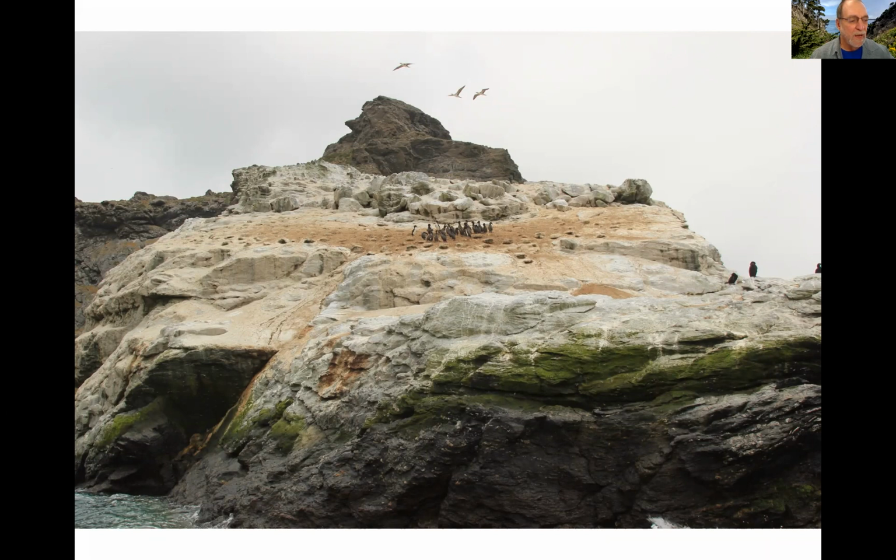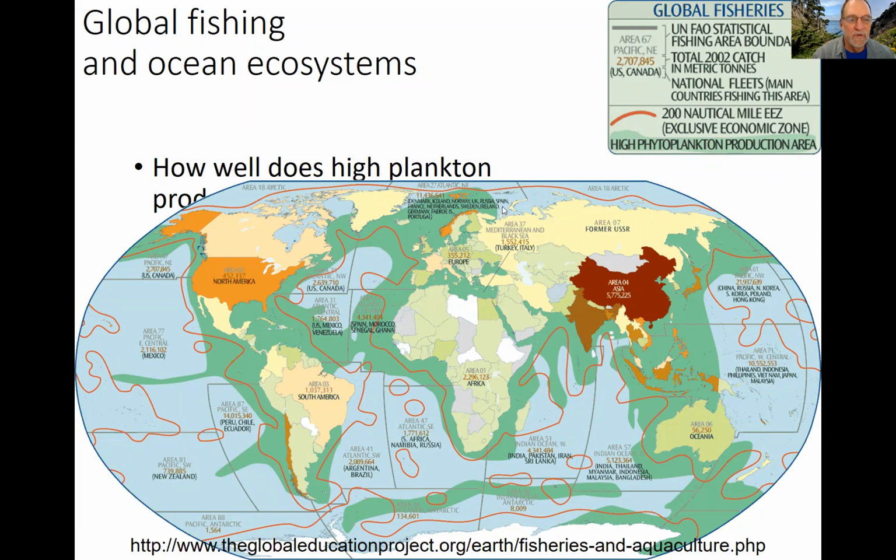How can we understand how the example of the Peruvian anchovy and its fishery, and the climatic variation caused by El Nino, creates these unfortunate circumstances of a boom and bust cycle and impact to the marine environment? Well, we have to think about what global fishing and global fishing ecosystems entail. So, this is a map of where global fishing and ocean ecosystems occur. And it's also illustrating the exclusive economic zone.